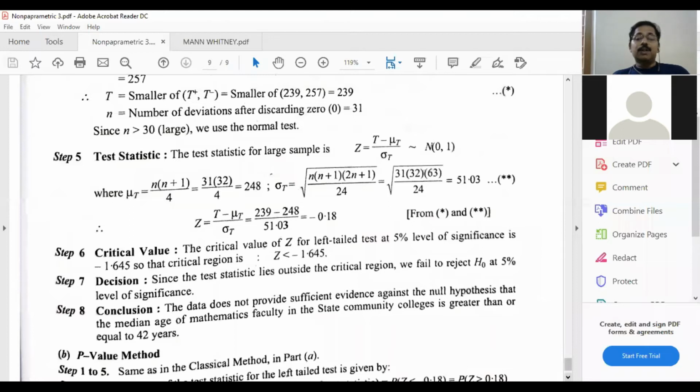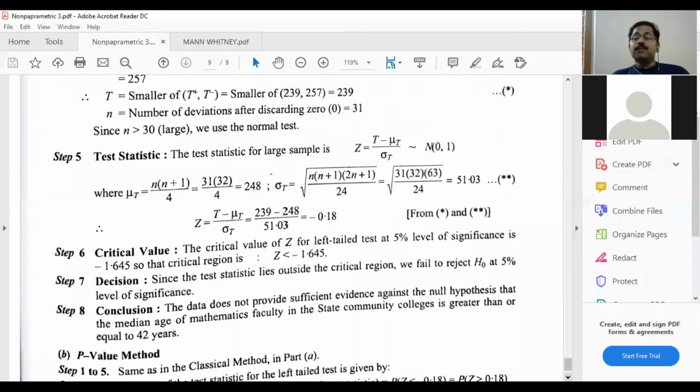So you have to find out what is mean and standard deviation. What is mean? Mu T is n into n plus 1 by 4. That is 31 into 32 by 4. That value is 248. Then similarly find out sigma T, standard deviation. Using the formula, you will get standard deviation is 51.03.